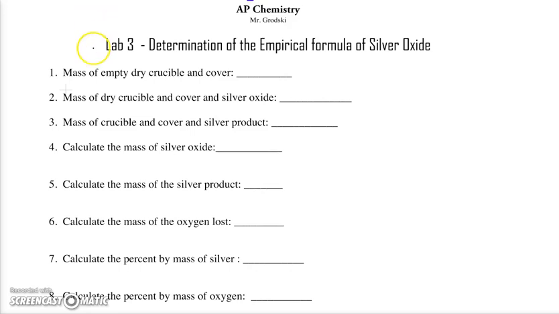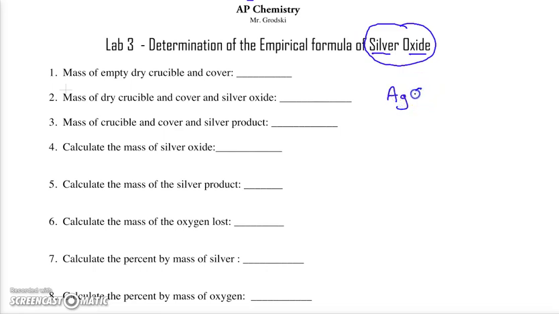I am reviewing for you today Lab 3, determination of the empirical formula of silver oxide. So we're dealing with this compound silver oxide, which is the oxidized form of silver. It's one of the tarnishes. And so we have silver bonded with some oxygen.